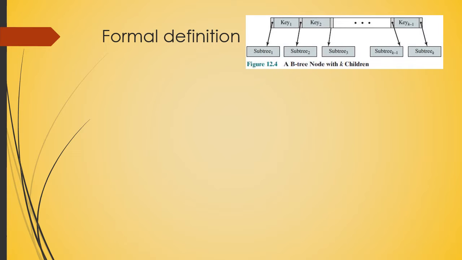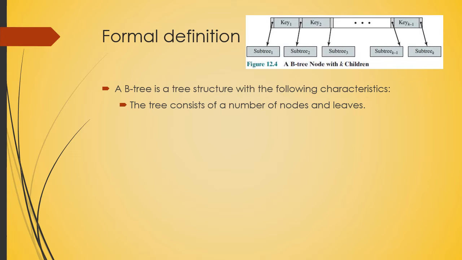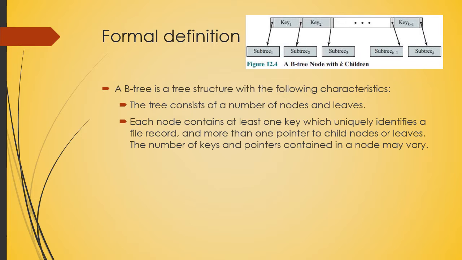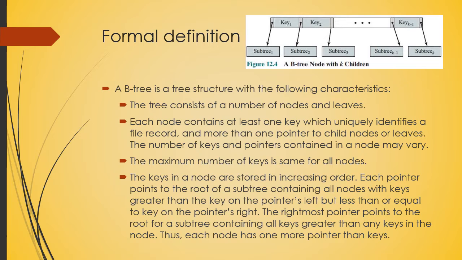Formal definition. A B tree is a tree structure with the following characteristics. The tree consists of a number of nodes and leaves. Each node contains at least one key which uniquely identifies a file record and more than one pointer to child nodes or leaves. The number of keys and pointers contained in a node may vary. The maximum number of keys is the same for all nodes. The keys in a node are stored in increasing order.